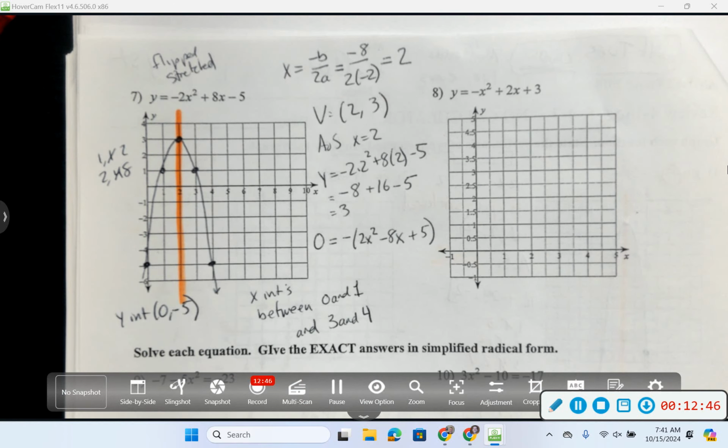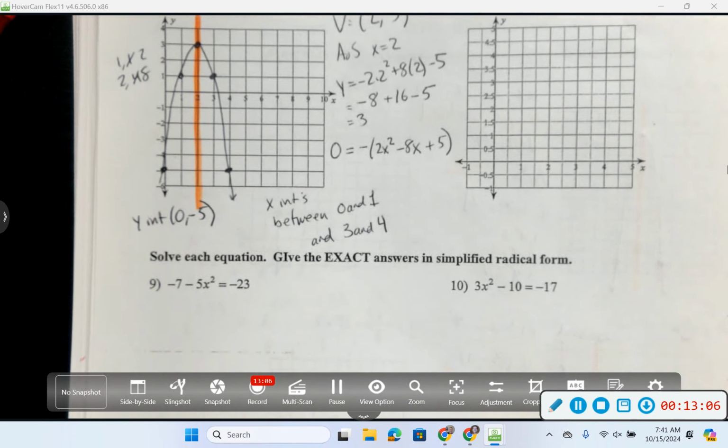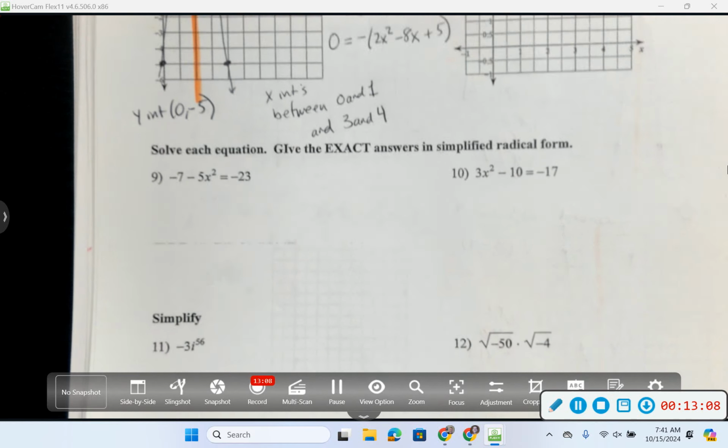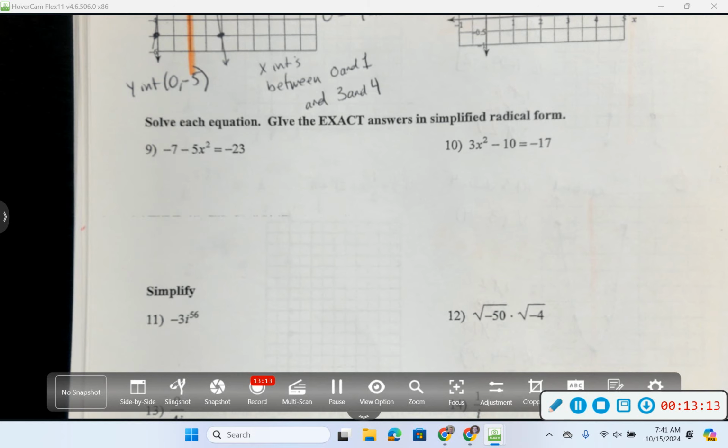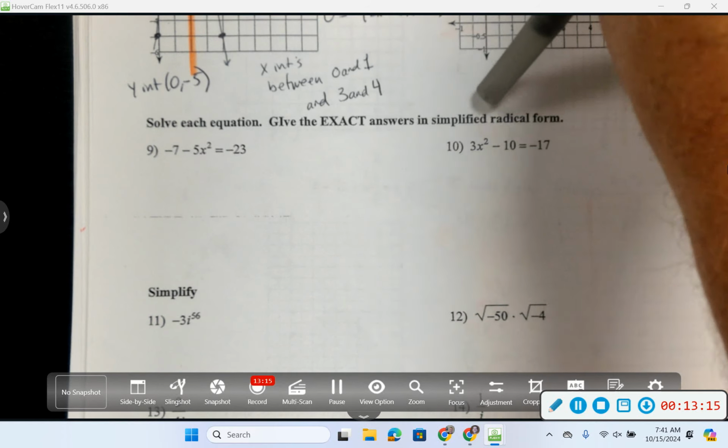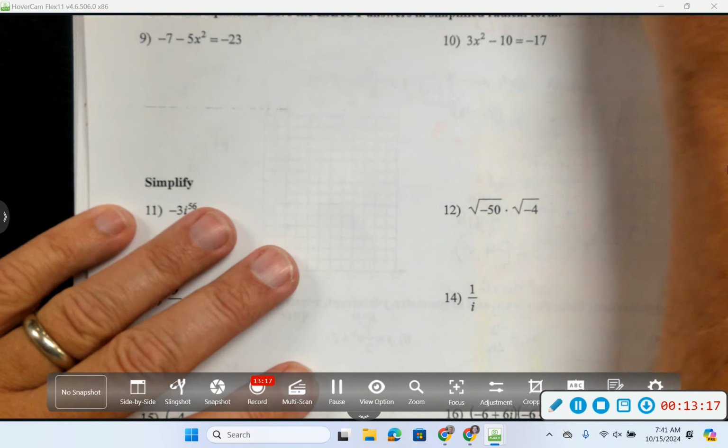I don't like that because the question wasn't worded to ask it that way. But we haven't learned enough to find those x-intercepts yet. You have used the quadratic formula before, that's true, but we haven't used it in here yet, so we'll say we don't know it. We won't assume you know it. Number 9. Given each equation, give the exact answers in simplified radical form.